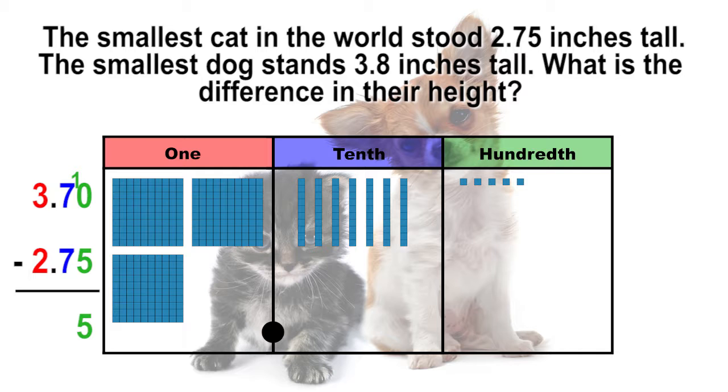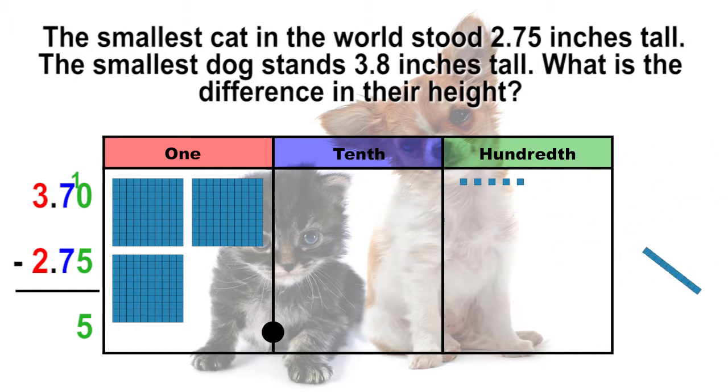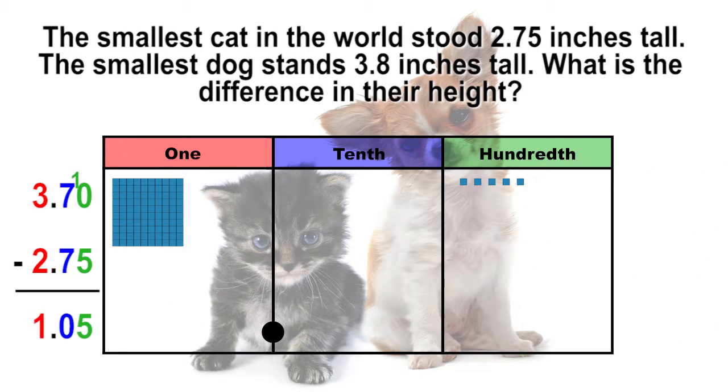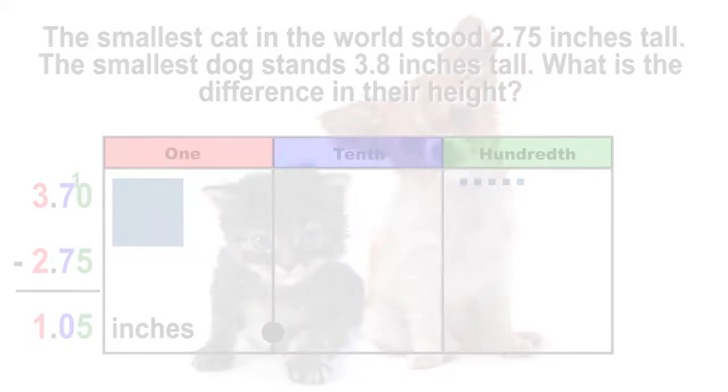Move on to the tenths. There are 7/10 now, and we will need to subtract 7/10 for a difference of 0/10. Next, move on to the ones. There are 3 ones, and we will subtract 2 of those for a difference of 1 whole. The smallest dog is 1 5/100 inches taller than the smallest cat.